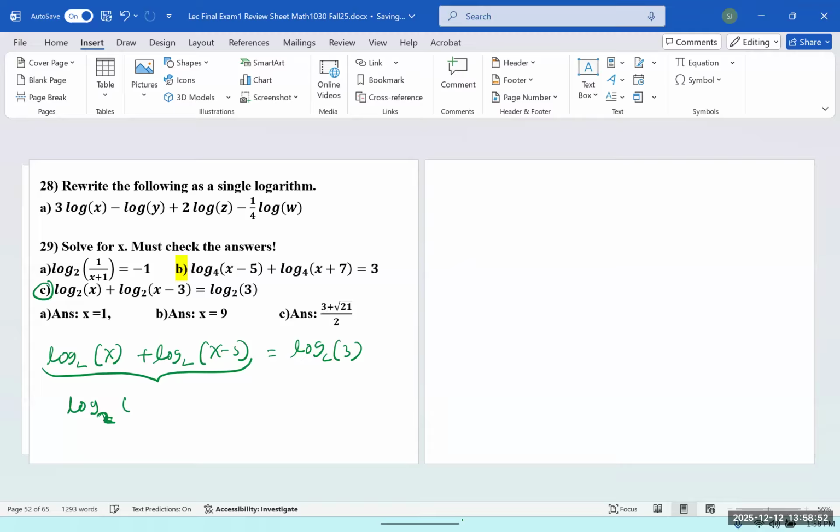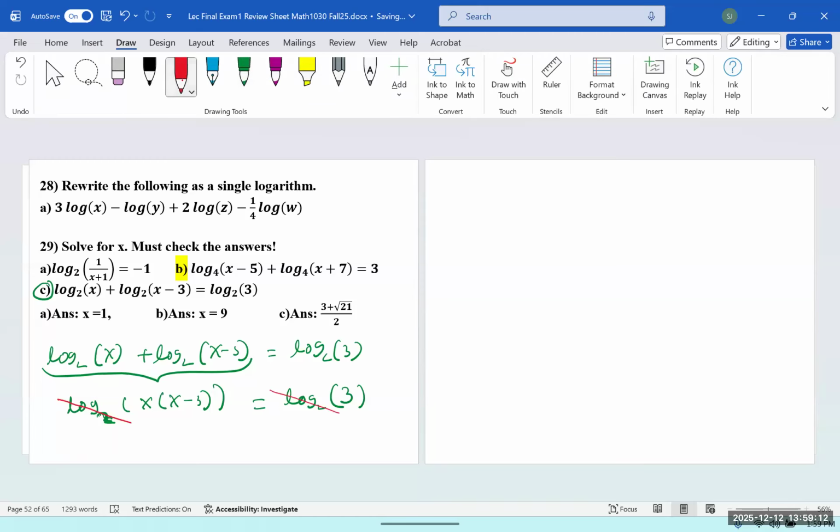And how do you combine them? x times x minus 3 equals log base 2 of 3. And now just like exponential, when you see the same base on both sides, you can cancel them. Same thing here. When you see the same log base, you're allowed to cancel them. But the requirement is you have to have a single log on both sides. So we got x squared minus 3x here, and we have 3 here.